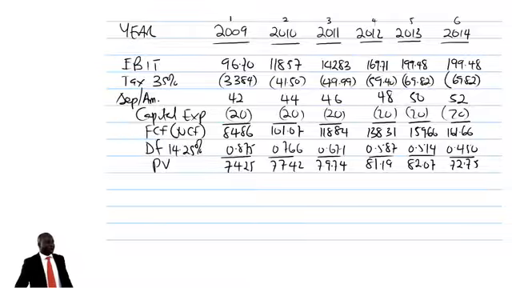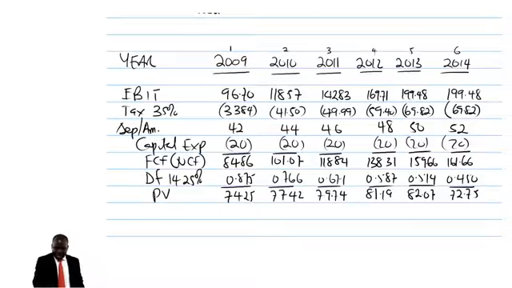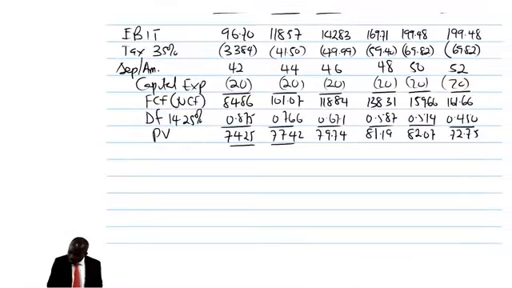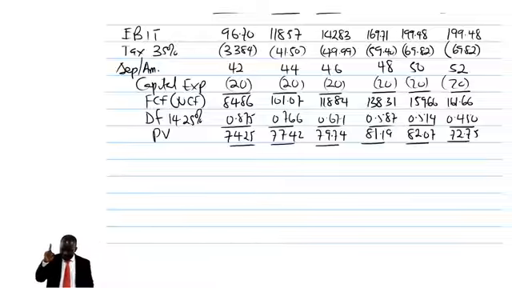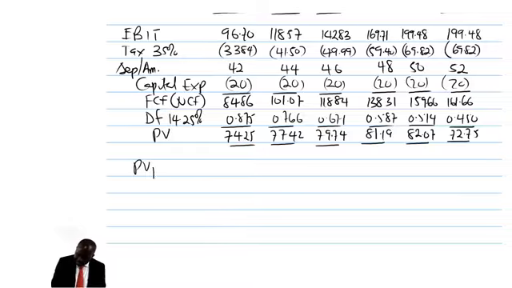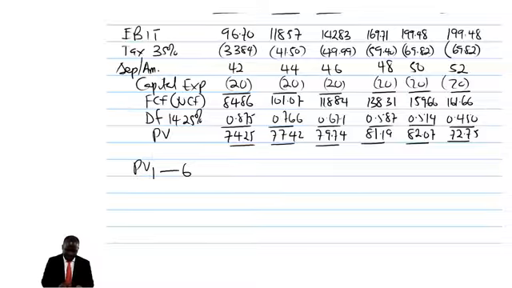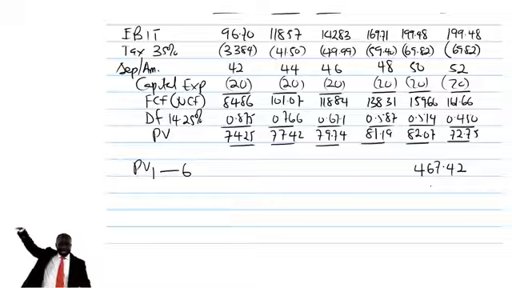Okay, so I have got the PV for year 1 up to year 6. Just as we did in chapter number 2, it is the same thing we are applying here. So PV year 1 to year 6 is the sum of this: 74.25 plus 77.42 plus 79.74 plus 81.19 plus 82.07 plus 72.75. That will give you 467.42.